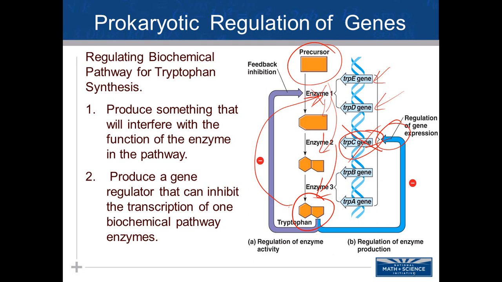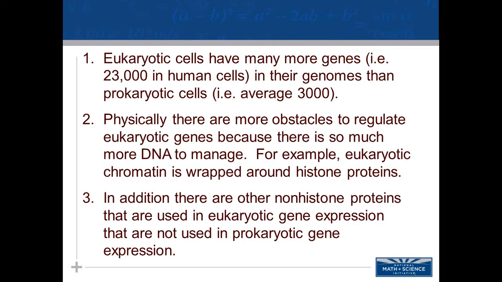You may be asking yourself, how does eukaryotic gene regulation compare with prokaryotic gene regulation? Well, take into consideration that eukaryotic cells have many more genes than a prokaryotic cell. For example, humans have 23,000 genes compared to only 3,000 genes found in a prokaryotic cell like E. coli, a bacteria. In a typical human cell, there's over 6 feet of DNA packed into a cell that can't be seen with the naked eye.